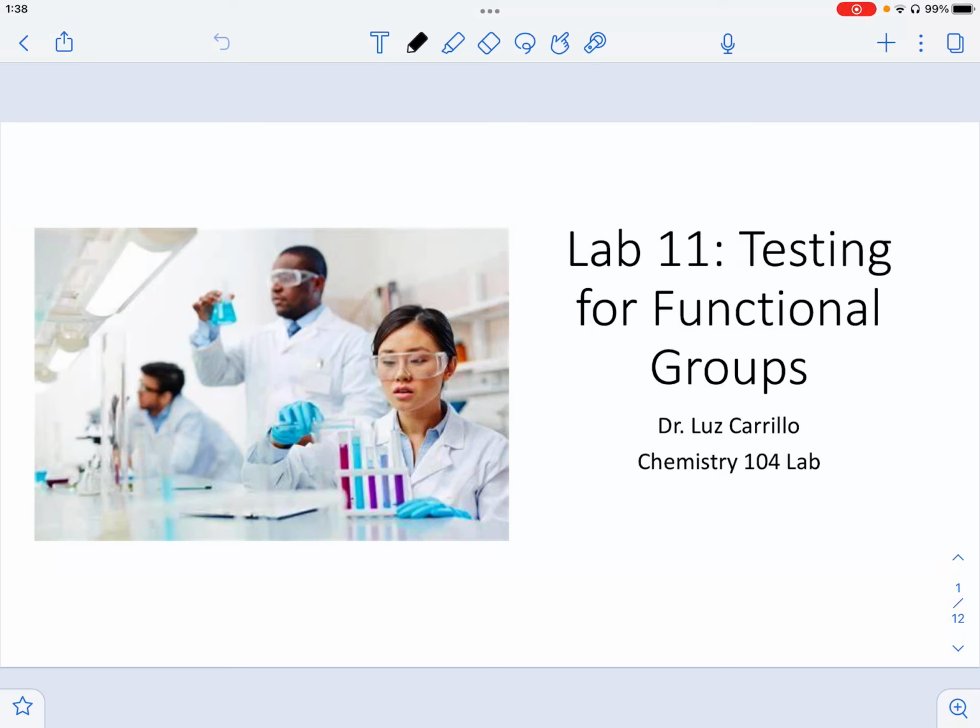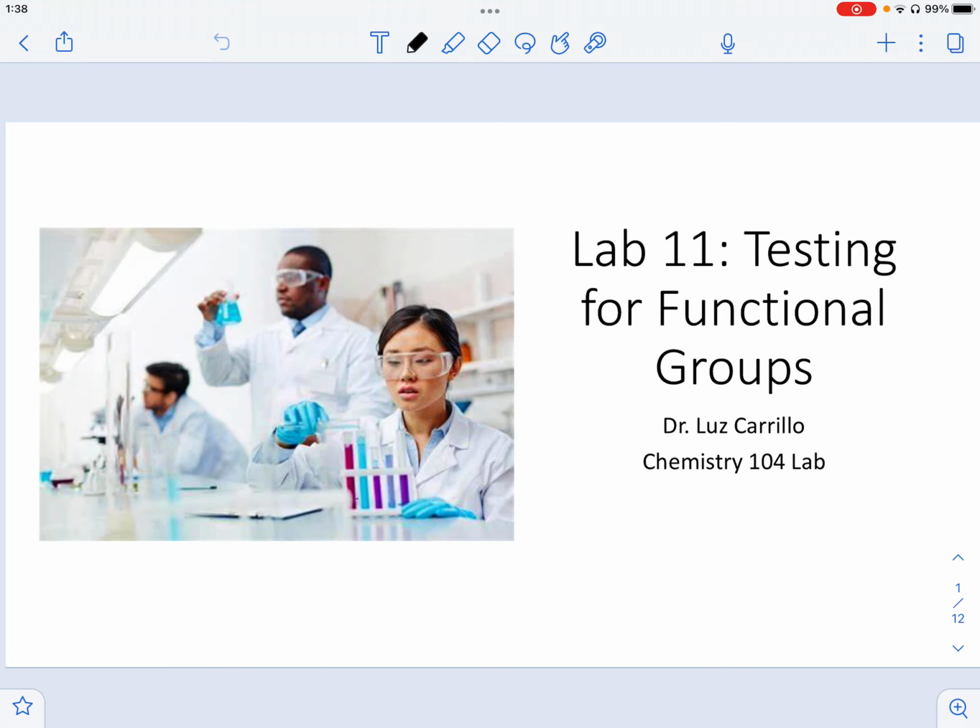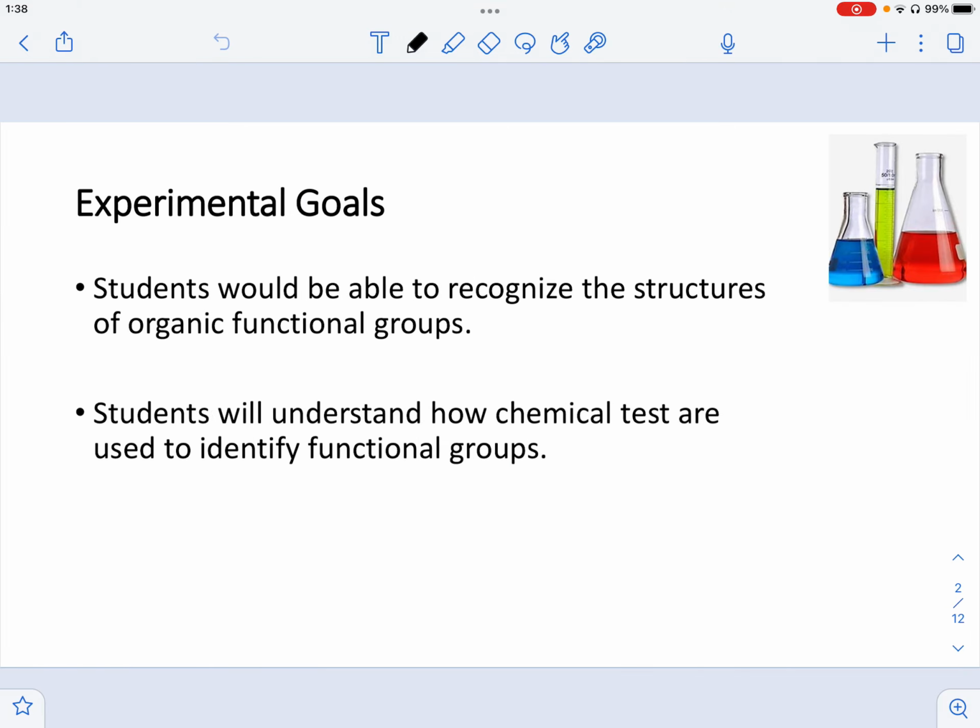In this video, we're going over the concepts for Lab 11, which is testing for functional groups. The experimental goals are students will be able to recognize structures of functional groups, and students will understand how chemical tests are used to identify functional groups.